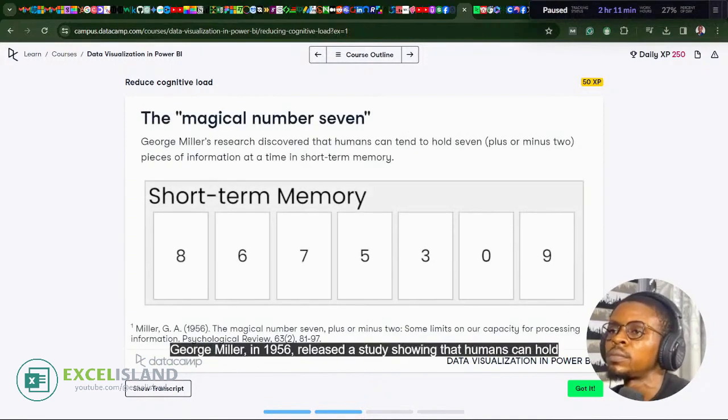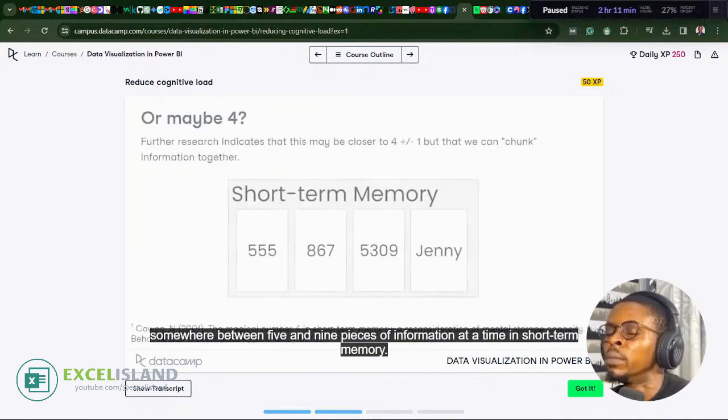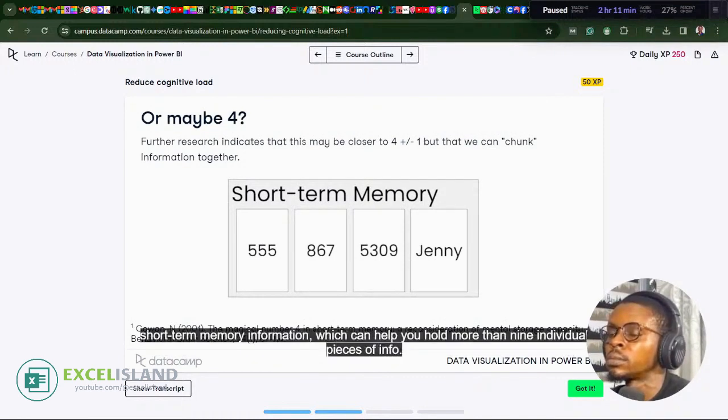George Miller, in 1956, released a study showing that humans can hold somewhere between 5 and 9 pieces of information at a time in short-term memory. Since Miller's paper, further research has noted the importance of chunking short-term memory information, which can help you hold more than 9 individual pieces of info.